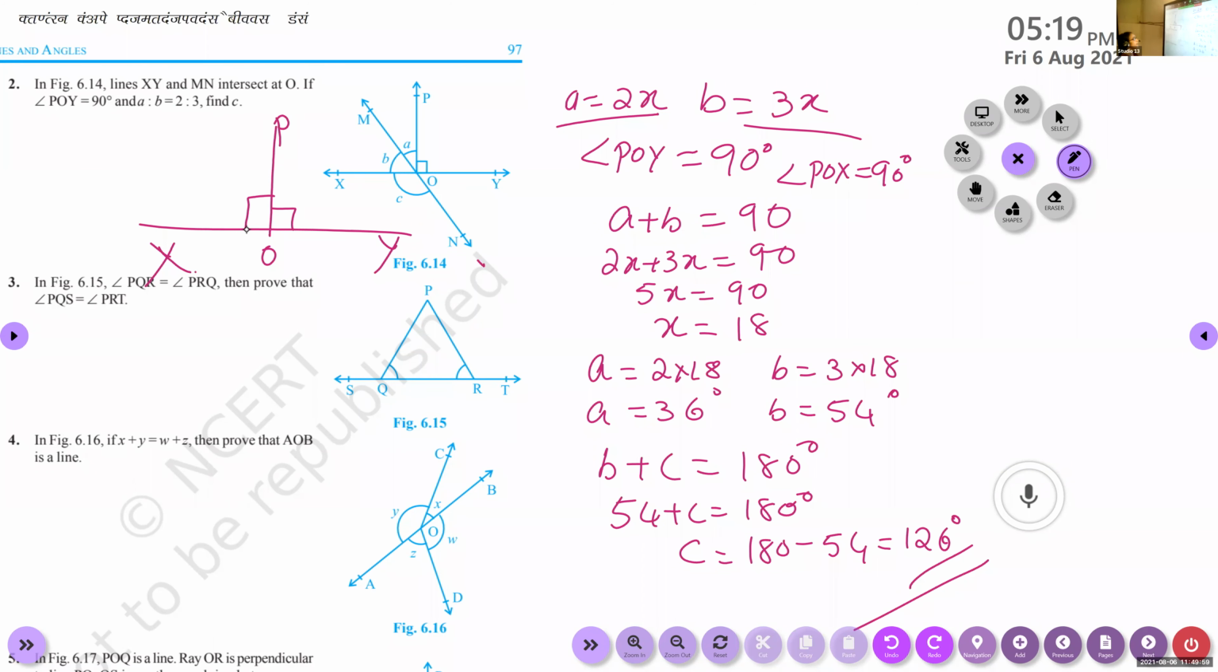Clear? And how did that 18 come? So A plus B equal to 90 degrees. A is 2x, B is 3x. So 5x equal to 90 degrees. X equal to 90 by 5, 18. Okay, ma'am.